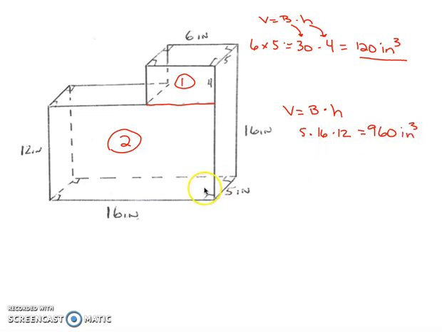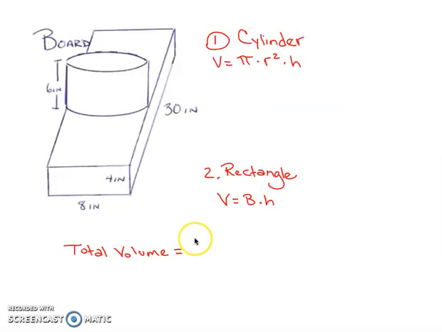So now I need to add the two volumes together, the 120 plus the 960. So we would have volume equals 120 inches cubed plus the 960. And that's going to equal 1,080 cubic inches for our total volume. One more example here.